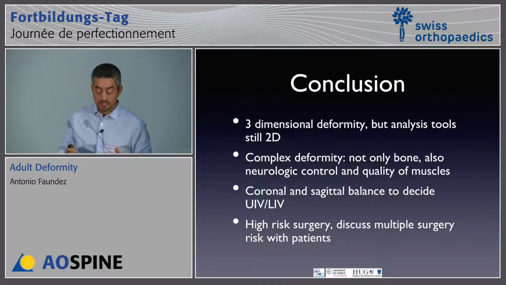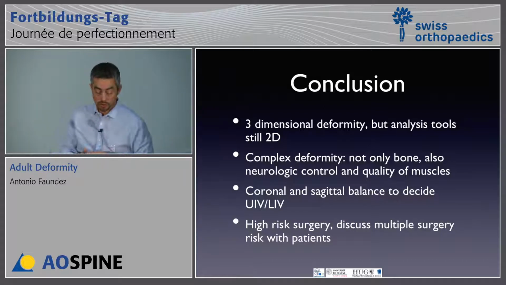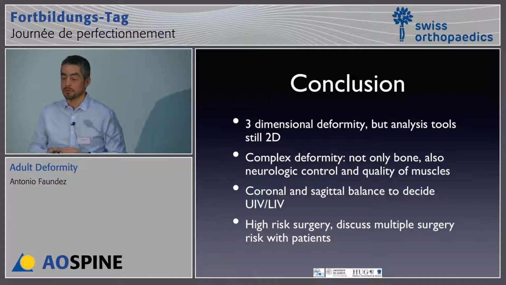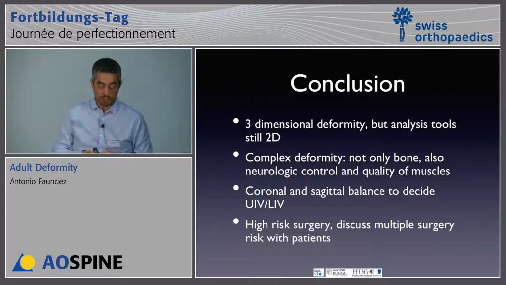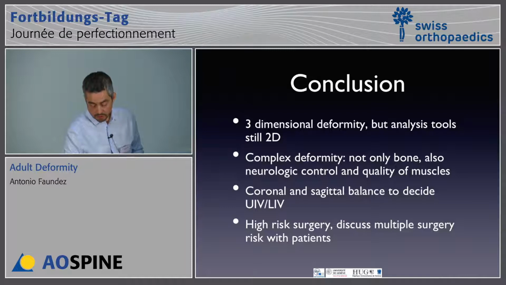The coronal and sagittal balance is important to analyze to decide which will be the upper instrumented vertebra or the lower instrumented vertebra. And it's a high-risk surgery, so we really need to discuss multiple surgery risks with the patients. So we have to tell them that it's really not a one-shot surgery, it might be several shots.